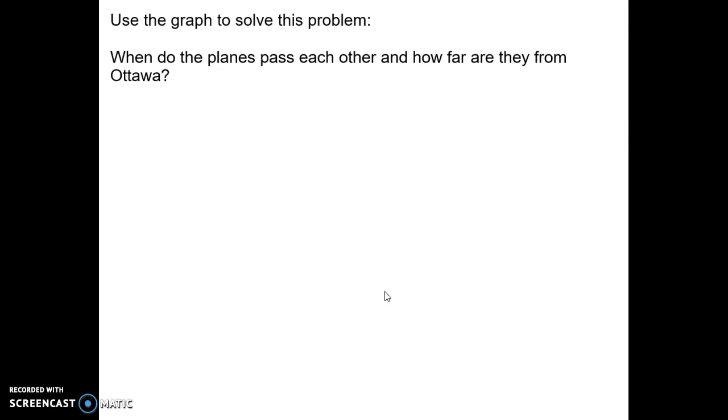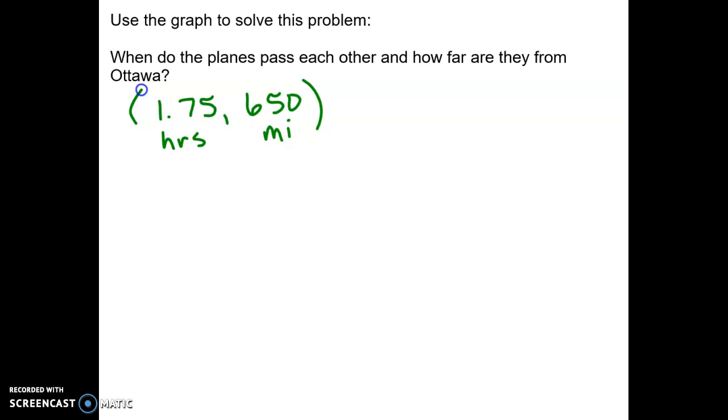So it says, when do the planes pass each other and how far are they from Ottawa? So again, basically what we've said here is I picked the point 1.75 and 650. So what this means is it's been 1.75 hours and 650 miles from Ottawa. Now, how could you check if you're right?